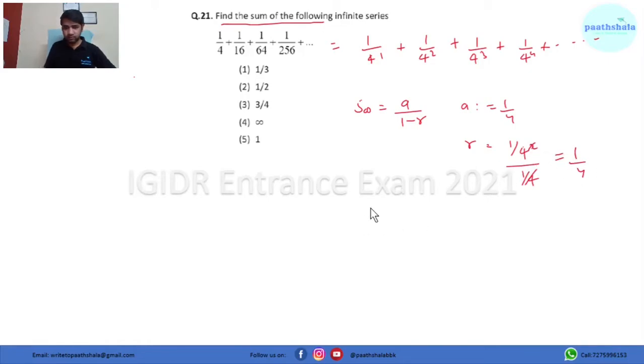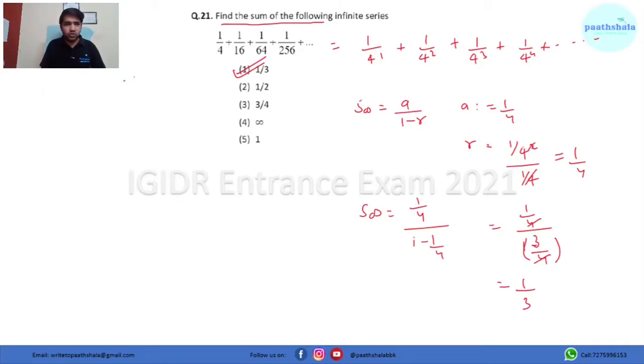So the sum of this infinite series will be 1 upon 4 divided by 1 minus 1 upon 4, so it will come out to be 1 upon 4 divided by 3 by 4. So 4 and 4 get eliminated, and finally it will come out to be 1 by 3. So option 1 is the right option. Now let's move to the next question.